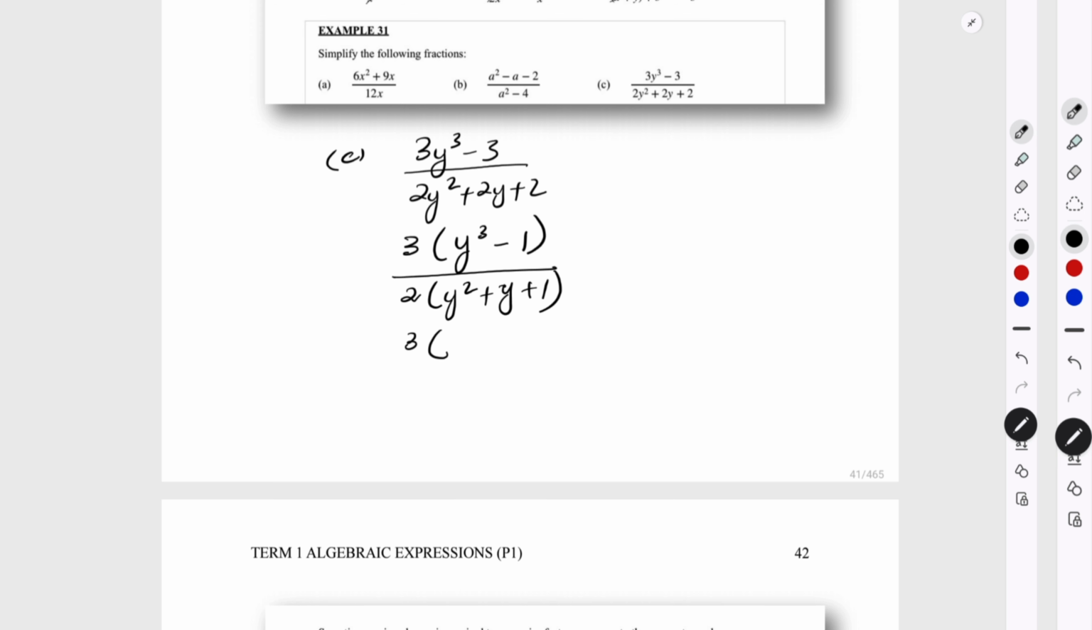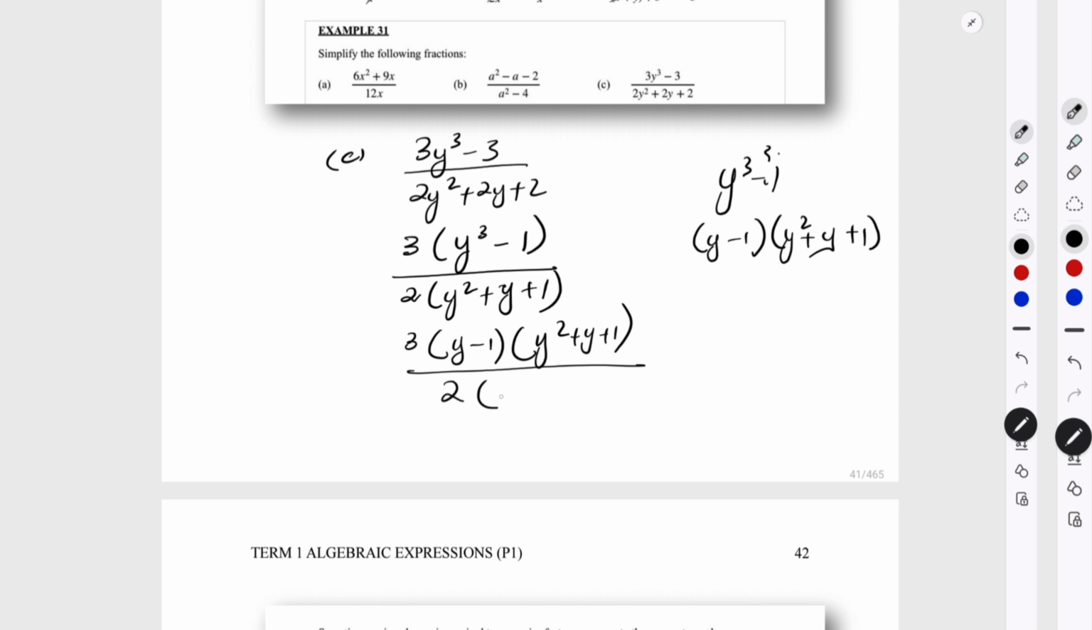what is this? Y minus 1. It's difference of cubes. Remember, cubes, if I have y cubed minus 1, factorize, this will be y minus 1. Cube root of this, cube root of that is that. And then from there, this is y squared. The last term is always positive. Multiply the 2, change the sign. I'll have that. So I have y squared plus y plus 1 over 2 y squared plus y plus 1. This will cancel that. Are we clear? Then the answer will be 3y minus 1 over 2. That will be number C.